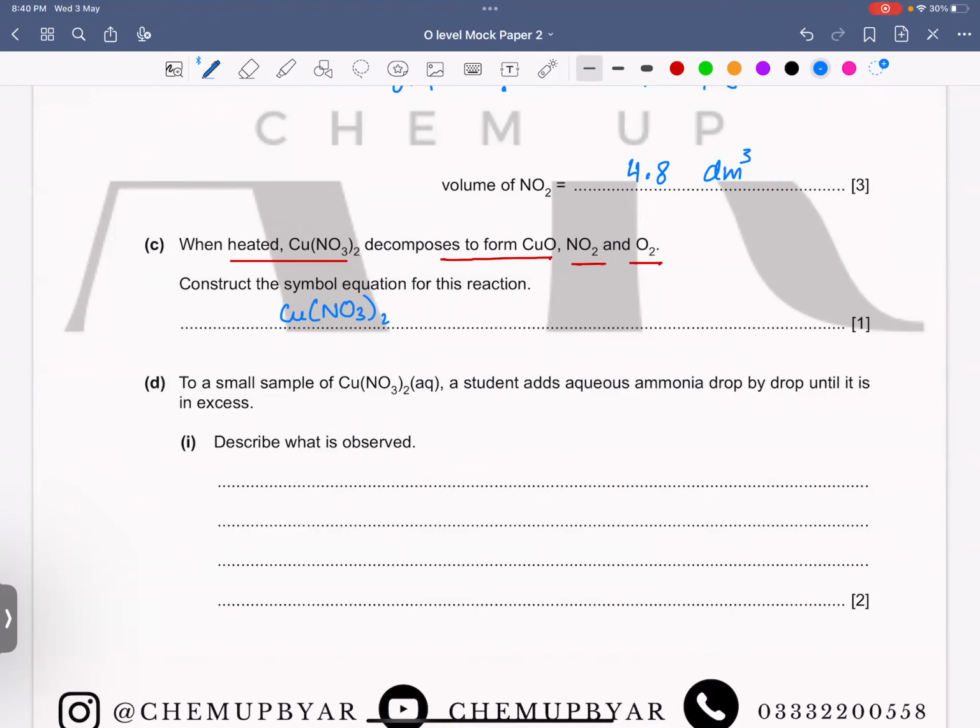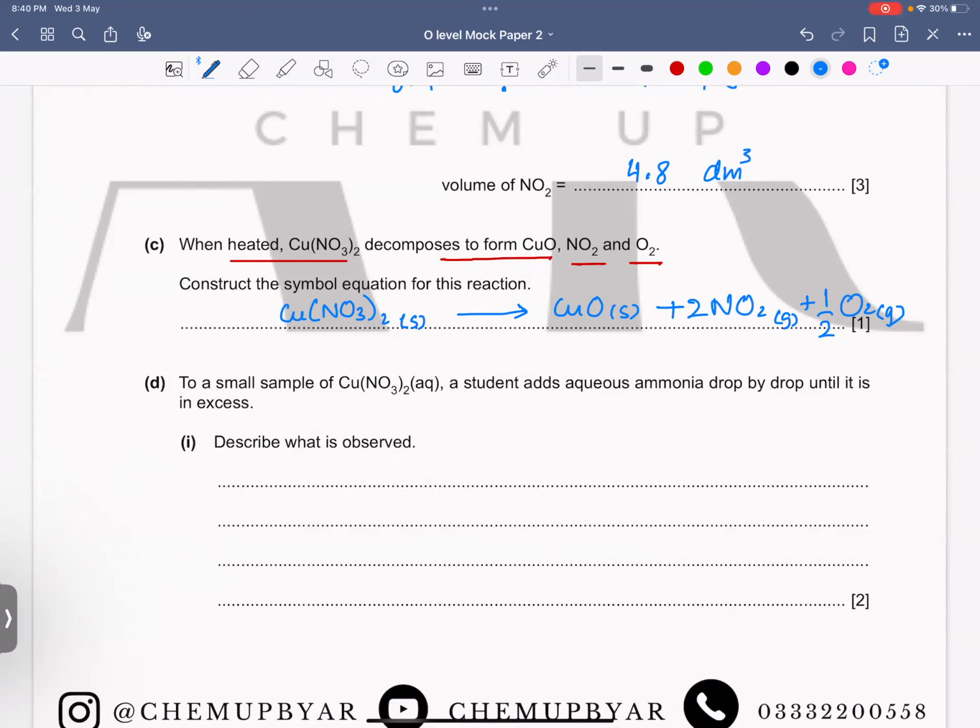They have provided you the formula of everything, and you have to put it in the equation and then balance it. Copper(II) nitrate, an ionic compound, must be solid. When I heat it, it decomposes to give copper(II) oxide, a metal oxide, which is also solid, and nitrogen dioxide, which is a gas, and oxygen, which is also a gas. To balance, put 2 before the NO2 and a half before O2. Now your equation is balanced.